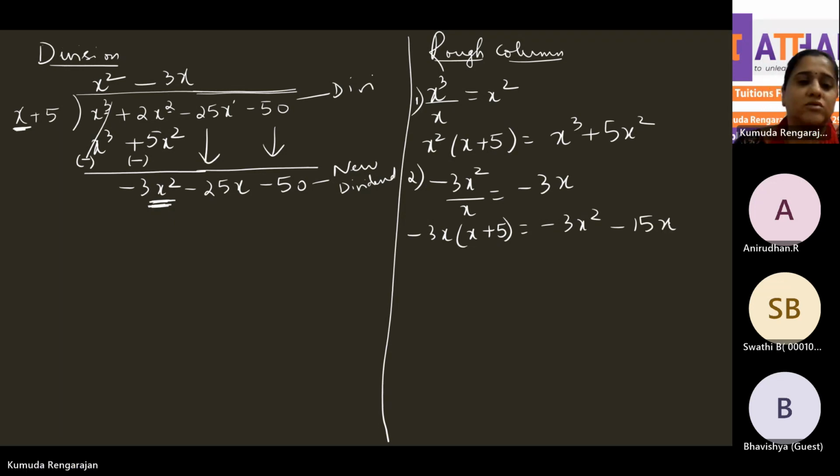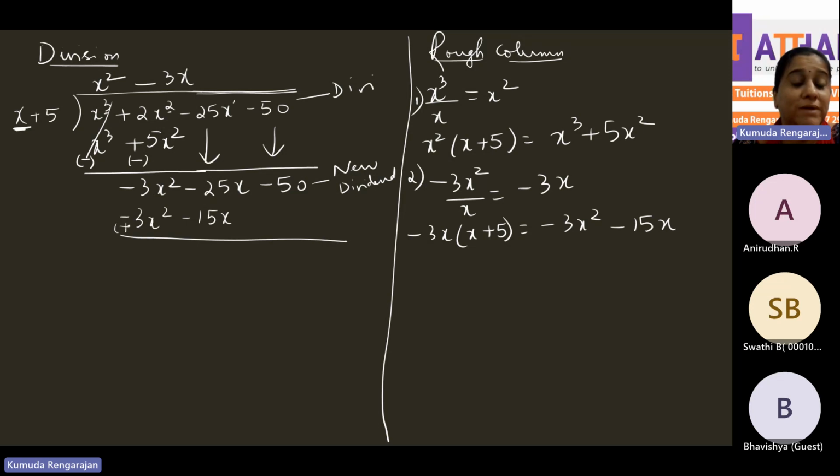Correct? So write that here: minus 3x squared minus 15x. Again, subtract, so you have to change the signs. Plus becomes minus, minus becomes plus. Minus 3x squared plus 3x squared is 0, gets cancelled. Minus 25x plus 15x is minus 10x. Minus 50 comes down. You don't use arrows, I'm just showing you. Now this is again the new dividend.